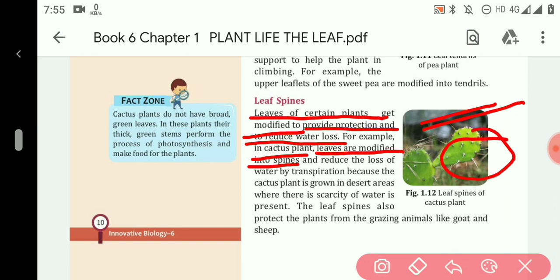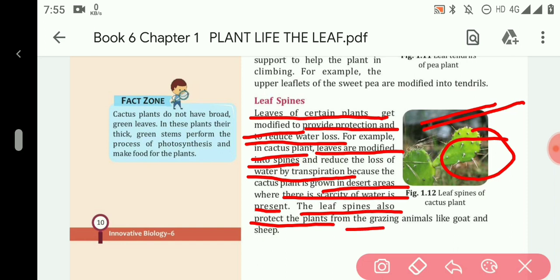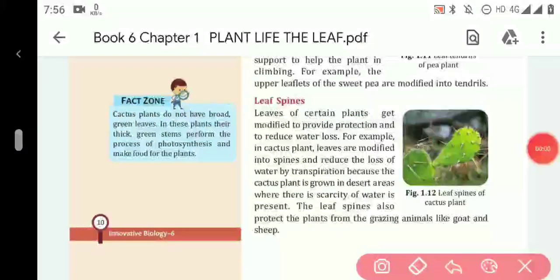These are the spines. They reduce the loss of water by transpiration because the cactus plant is grown in desert areas. They get very little water, where there is a scarcity of water. The leaf spines also protect the plants from grazing animals like goat and sheep. Here is a fact zone given.